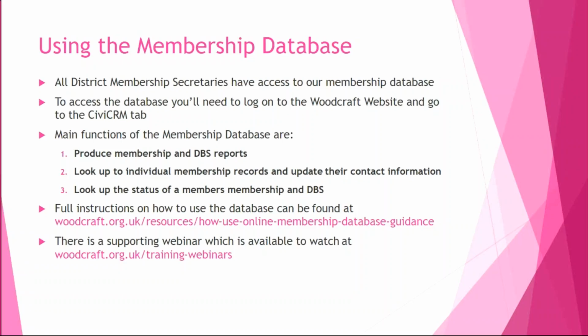The main functions of the membership database are to produce membership and DBS reports. So for example, we have the membership secretary report, which is the complete report of your whole district. There are also different types of reports that you can look at, your lapsed member report and similar. You can look up individual membership records and actually go in and change members' contact information, so someone tells you that they've changed address, for example. And you can look up the status of a member's membership and DBS, including individuals' membership and DBS expiry dates.